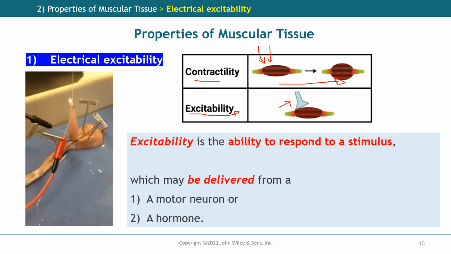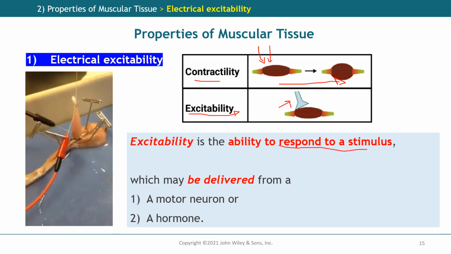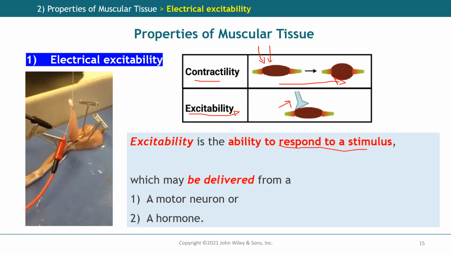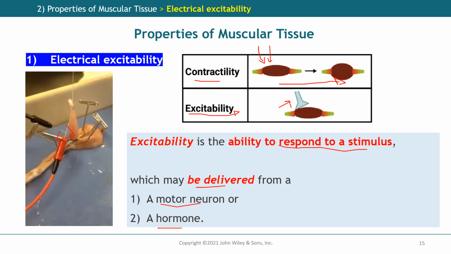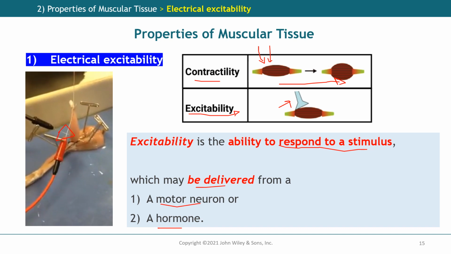Excitability is the ability to respond to a stimulus, in this case electrical, that can be delivered by a motor neuron or a hormone. And in this case, what you're seeing here is that it is done using an electrode.